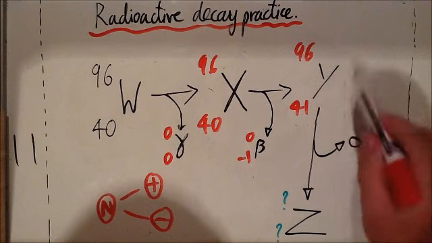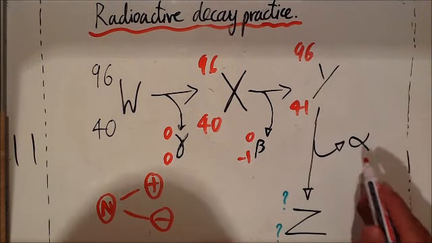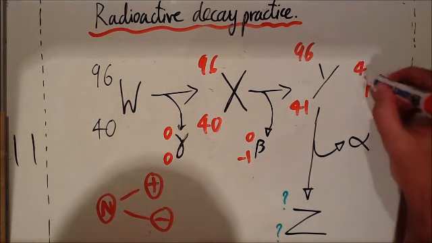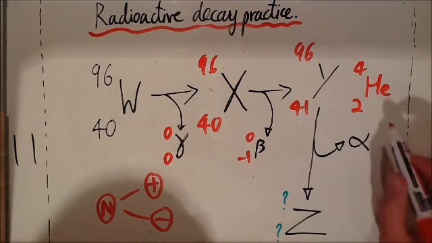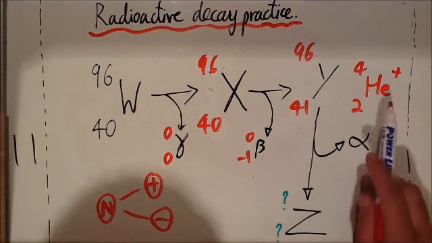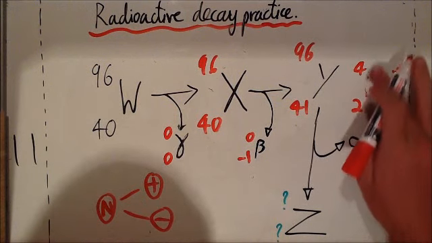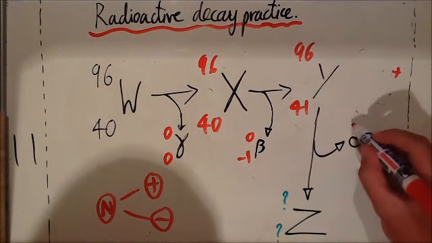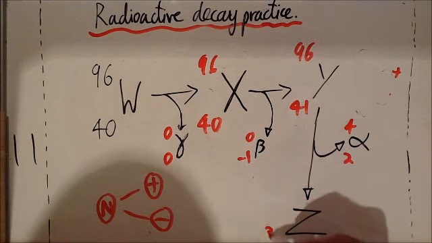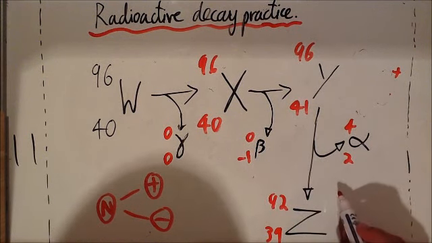Now, this element is still unstable, this isotope is still unstable, so it emits an alpha particle. An alpha particle is basically a helium nucleus, but it doesn't have any electrons, so it's very, very charged, it has a positive charge, very dangerous alpha particles. So, when an alpha particle is emitted, the atomic number goes down by 2, so this will be 39, and the mass number goes down by 4, so this will be 92.